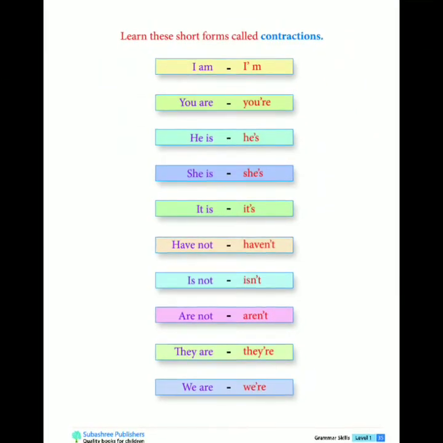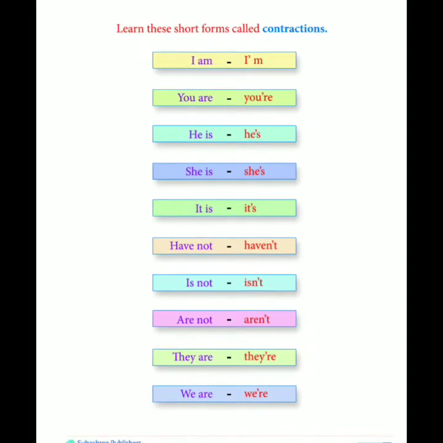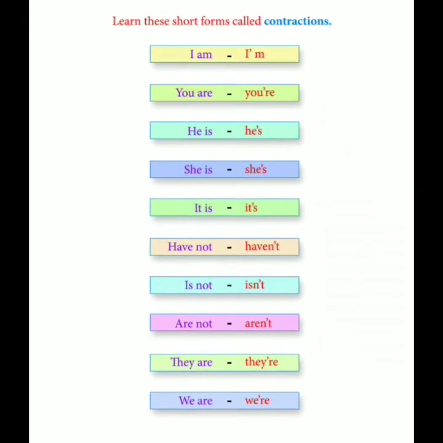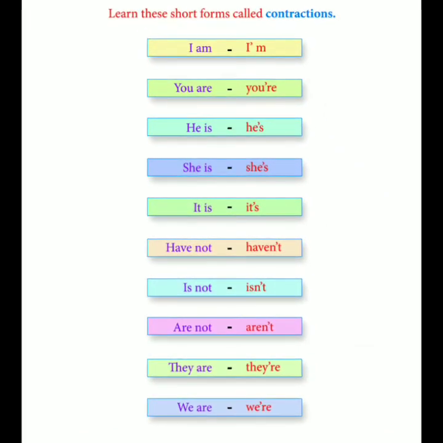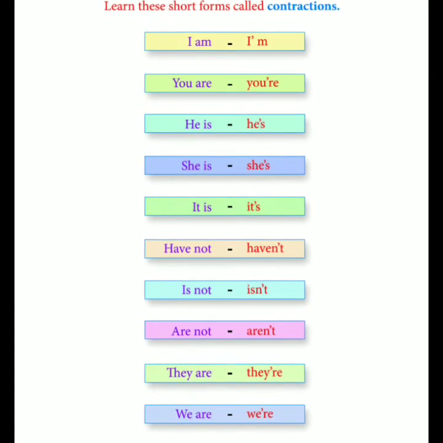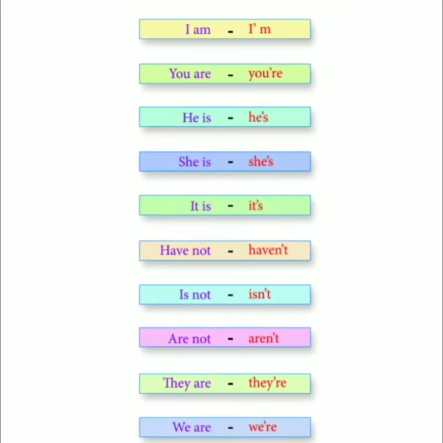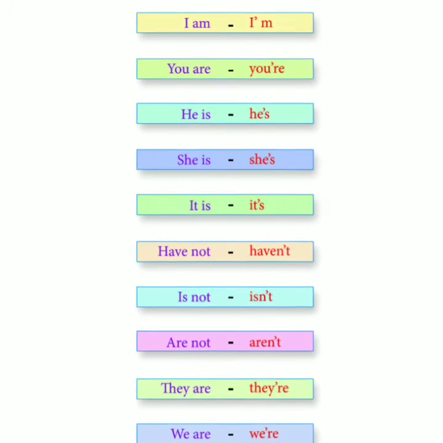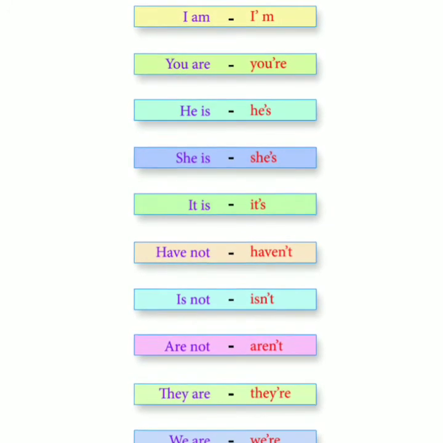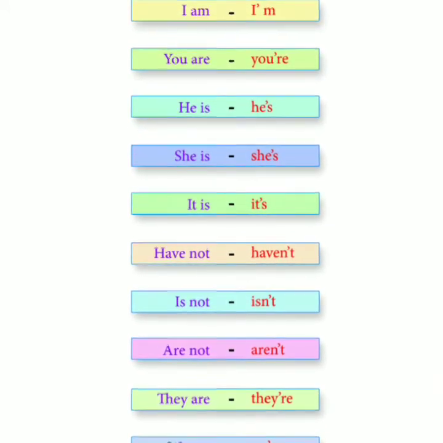Learn these short forms called contractions. For I am, you put I apostrophe am. Likewise, he is, she is. So these are the contractions. Okay, these are called short forms. Whenever you come across them, please note that.